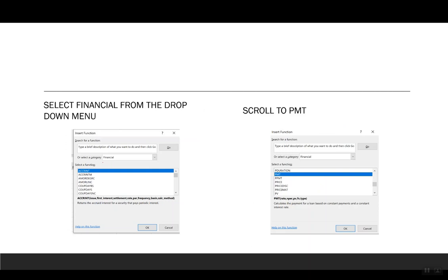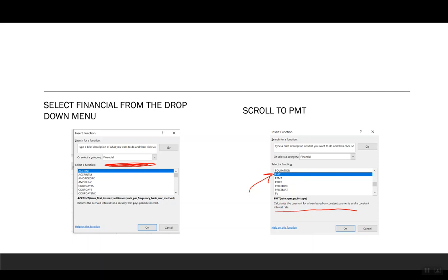So the first thing I did is I went right here to select a category, and the category I went to is financial because that's what we're doing. And then you scroll through until you find PMT, which you can see right here. Now notice down here, it gives a description. So if you want to do other formulas that we've talked about in this chapter, you can go back and look at those as well. But I like that it already tells you, here's what it's going to do. It's going to calculate the payment for a loan based on constant payments at a constant interest rate.